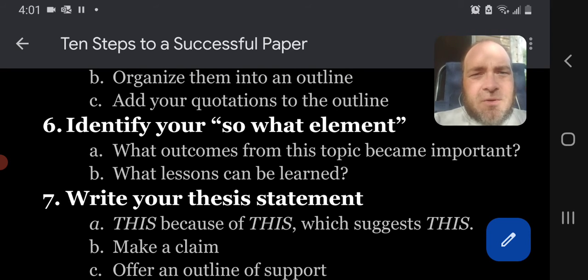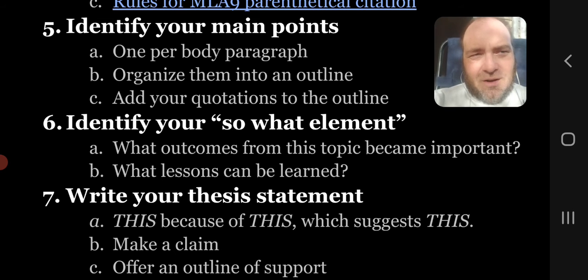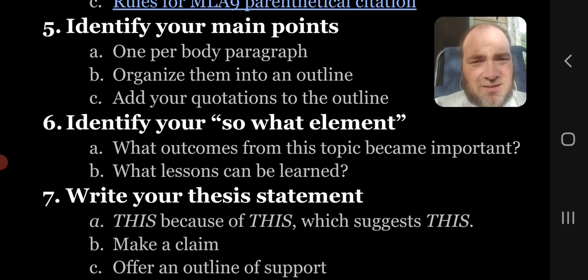The last thing I'm going to ask you to do this week is to identify your quote-unquote so what element. This goes back to college. One of my best college professors was an English professor, and I still remember on our first essay he had us bring in our thesis statements to him, and he looked at the papers and read them. And he had these glasses and he put them way down on the end of his nose, and he looked over the glasses at us and he says, "So what?"